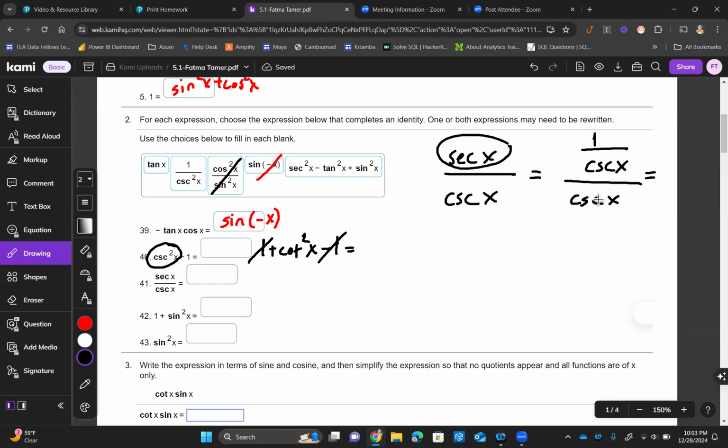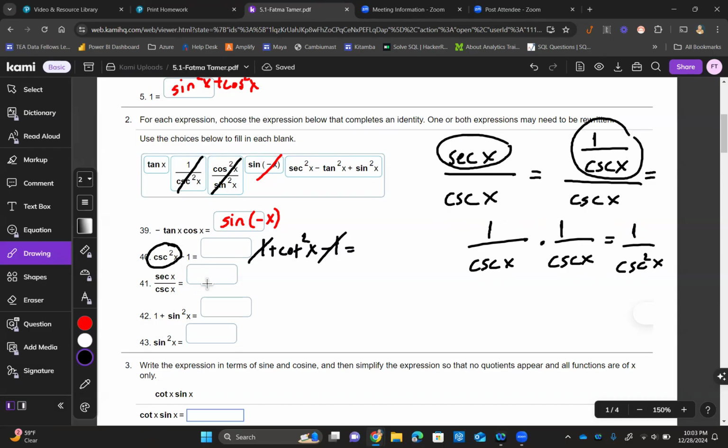So when I need to simplify this, copy the first one, multiply it by the reciprocal of the second one. 1 times 1 is 1. Cosecant times cosecant is just cosecant squared x. So this is going to be 1 over cosecant squared x, which will be copied for question 41 here.